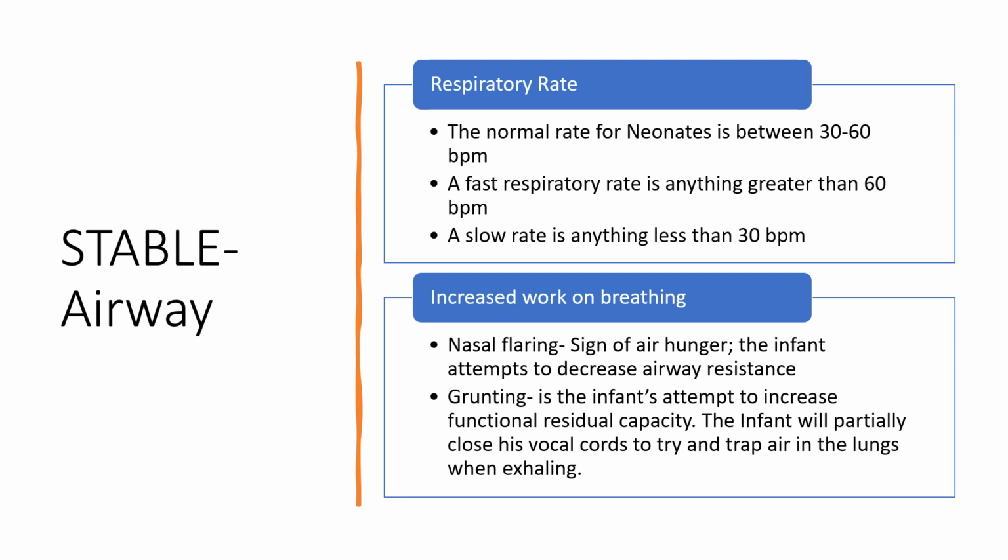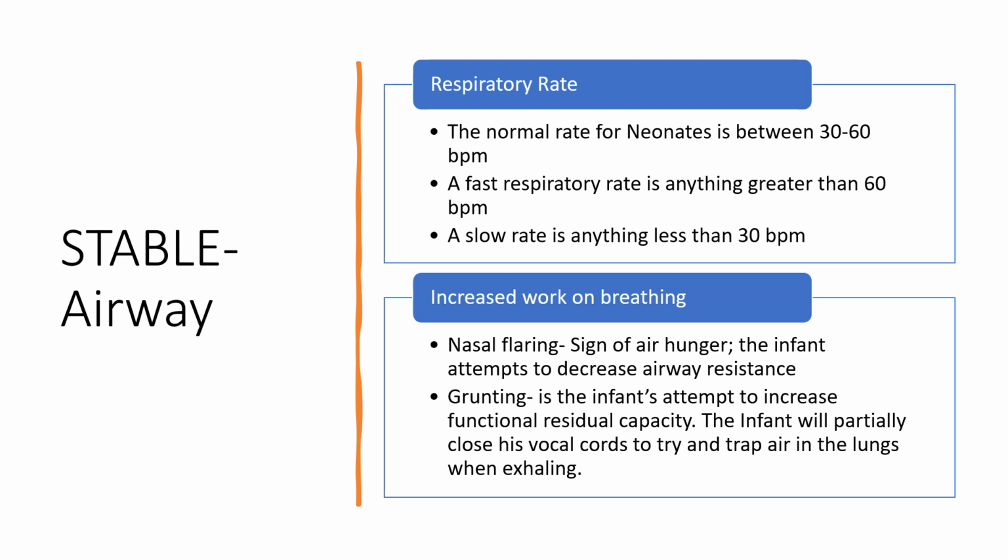All right, respiratory rate. Normal rate for neonates is between 30 and 60. Once again, right out of the womb, 40 to 60. But we're talking up to that 28-day period, 30 to 60. A fast respiratory rate is anything greater than 60 breaths per minute. Slow respiratory rate, anything less than 30. Those are some hard numbers that you can go by, the upper and lower limits when we're talking about bradypnea or tachypnea.